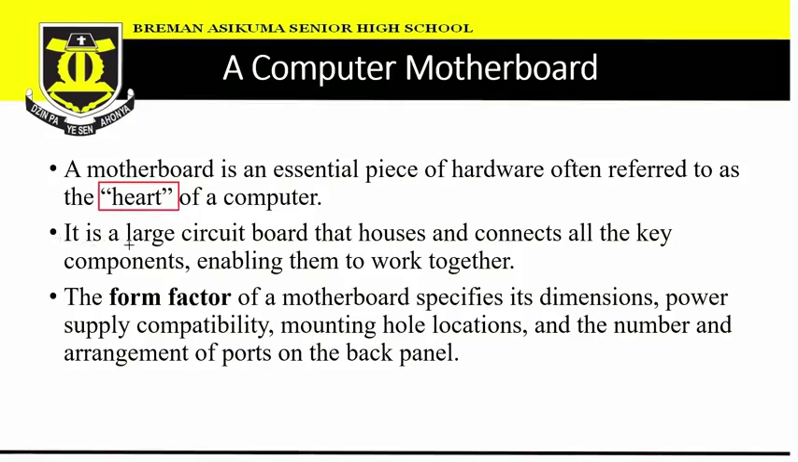And we know that it is sometimes a large, other times a small circuit board that houses and connects all the key components, enabling them to work together. This motherboard, in fact, contains almost all the key components of a computer that enable the computer to work properly. The motherboard connects and links all of them together so that they work as a single unit. So that is the motherboard.